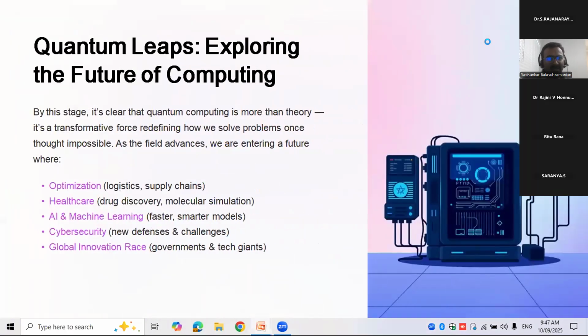And the quantum leaps, exploring the future of computing. So by this stage, it's clear that quantum computing is more than theory. It's a transformative force, redefining how we solve problems as the field advances. So in these areas, quantum is entering the future: optimization, logistics, and supply chains. So that is the domain.